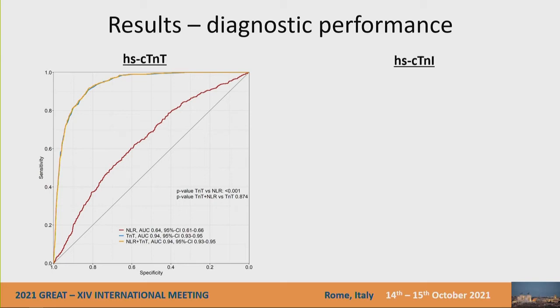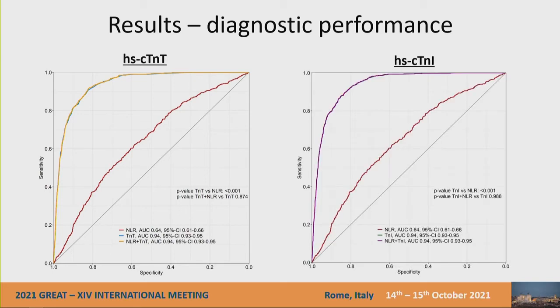The same results can be reproduced when we take high-sensitive cardiac troponin I. Also here there is no incremental value of the neutrophil lymphocyte ratio when we add it to the high-sensitive troponin I.